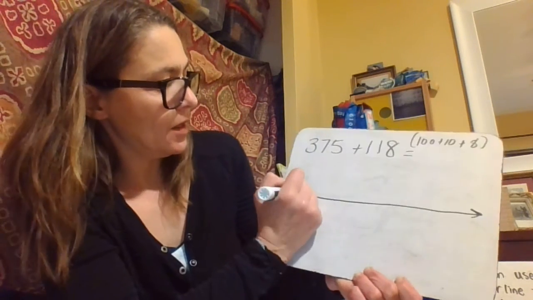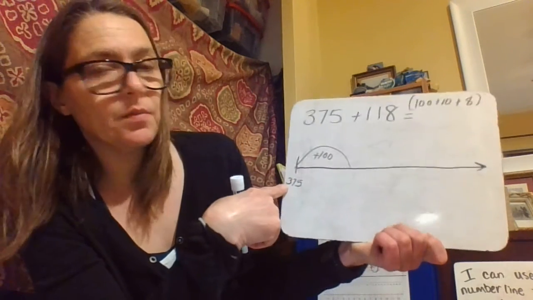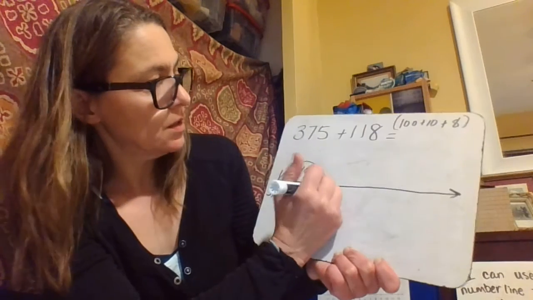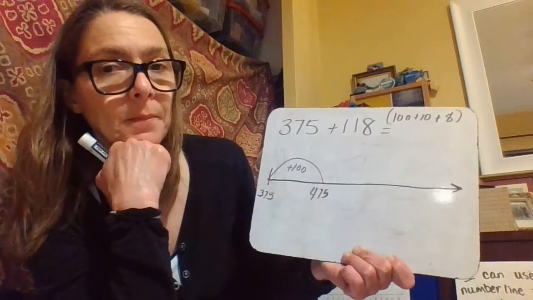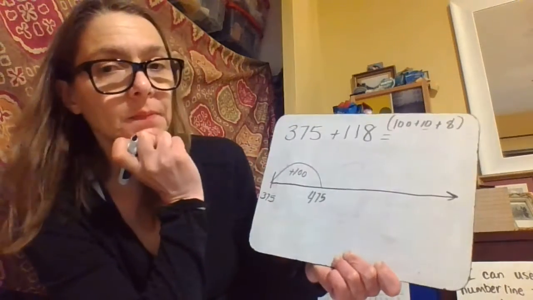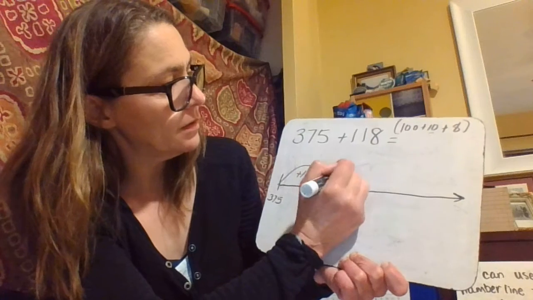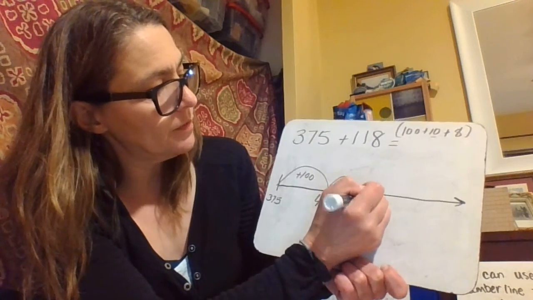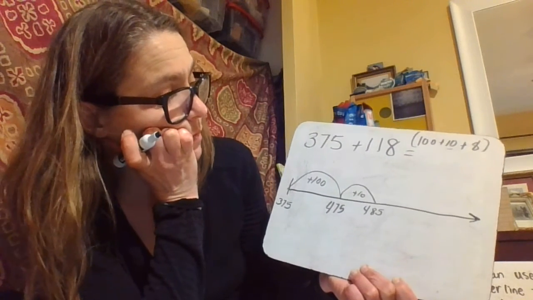So now I'm going to add 100, big jump. And the hundreds place value increases by 1 because it's 100. So I have 475 here at this point in the number line. And now I need to still increase 10. So I'm going to go up 10. And now I have 485. But then I still have 8 ones.